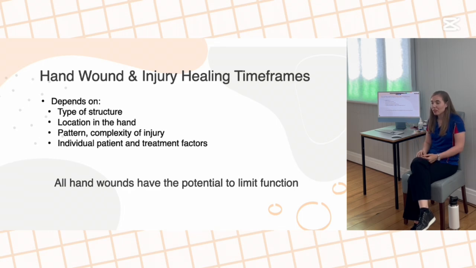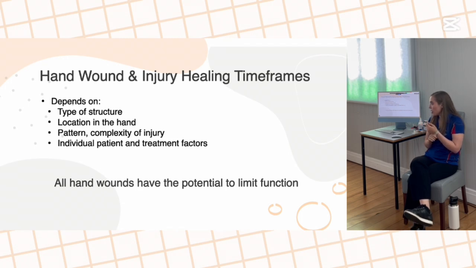So, hand wounds and injury healing time frames. It depends on the structure, the location of the hand, the pattern, and also the complexity of the injury, what's happened there, but also the individual patient and treatment factors. So we're thinking about what our risk for infection is and what can make for prolonged wound care. That's where that comes in.